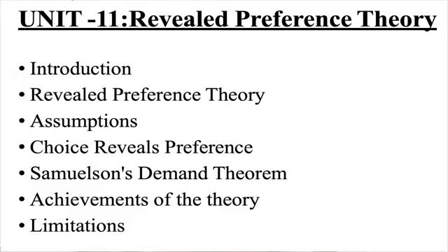Unit 11 of Microeconomics is the revealed preference theory. This chapter includes the revealed preference theory, assumptions, choice reveals preference, Samuelson demand theorem, achievements of the theory, and limitations.